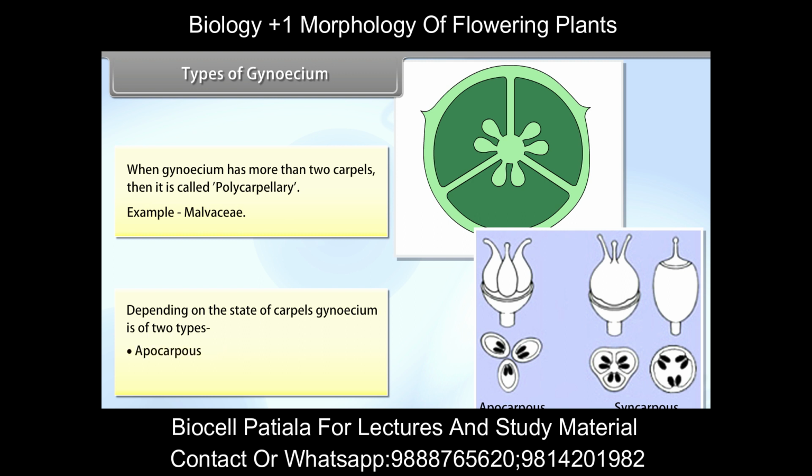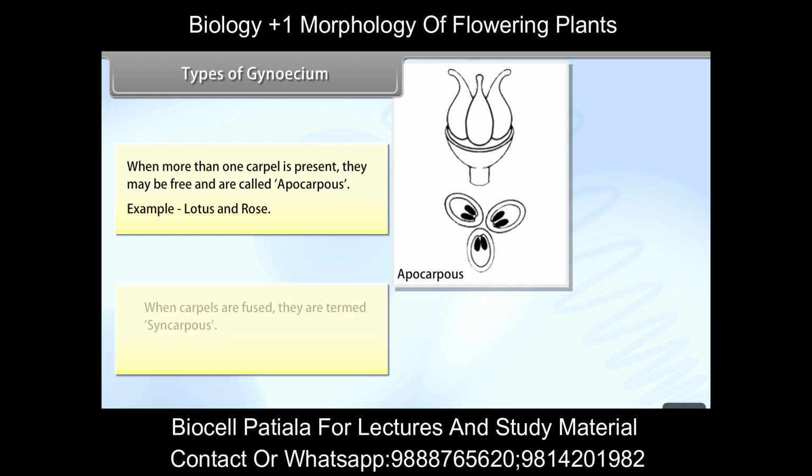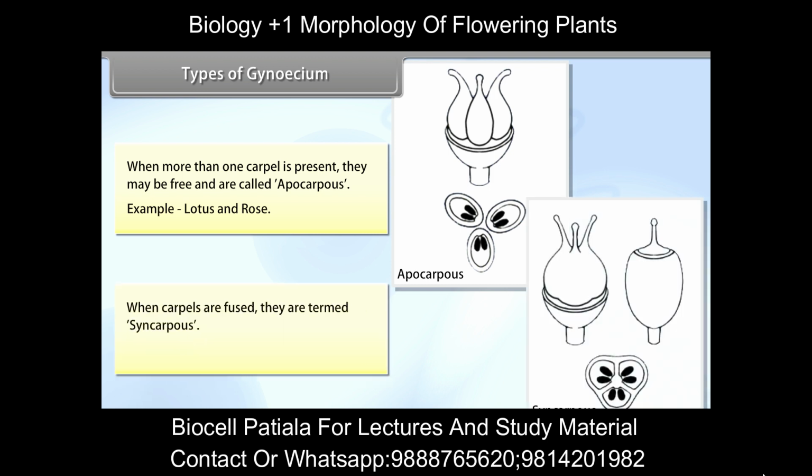apocarpous, syncarpous. When more than one carpel is present, they may be free and are called apocarpous. Example: lotus and rose. When carpels are fused, they are termed syncarpous. Example: mustard and tomato.